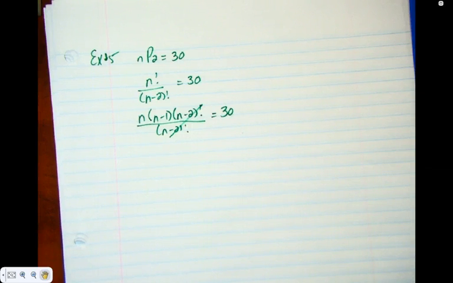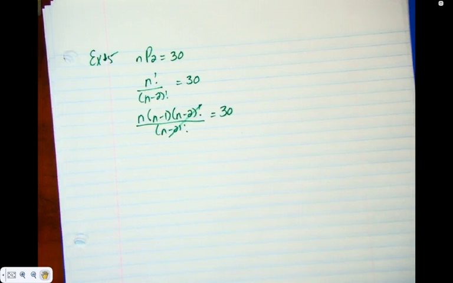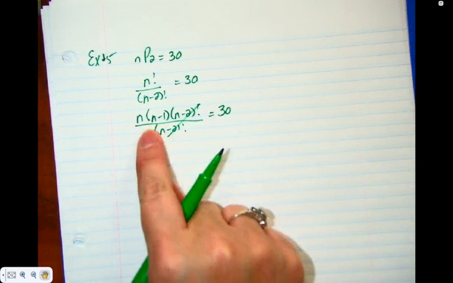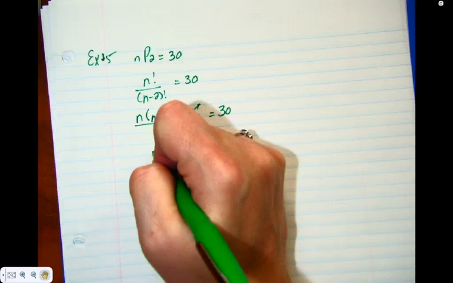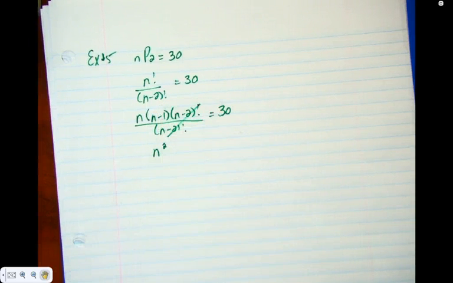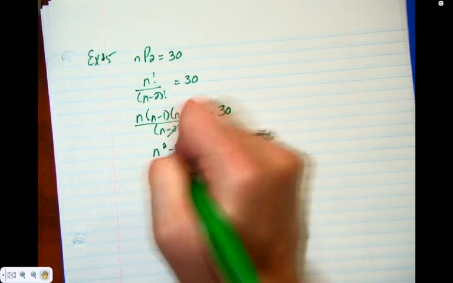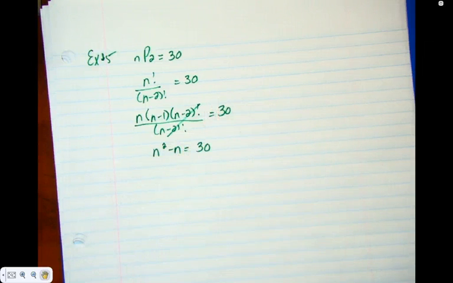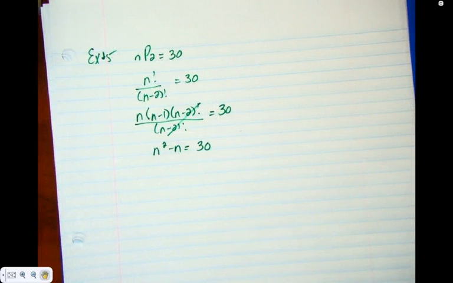If you didn't notice, that's already example 1c. That's why we did it before. Multiply it through, n times n, and n times negative 1. Step number 3 is solve for n.